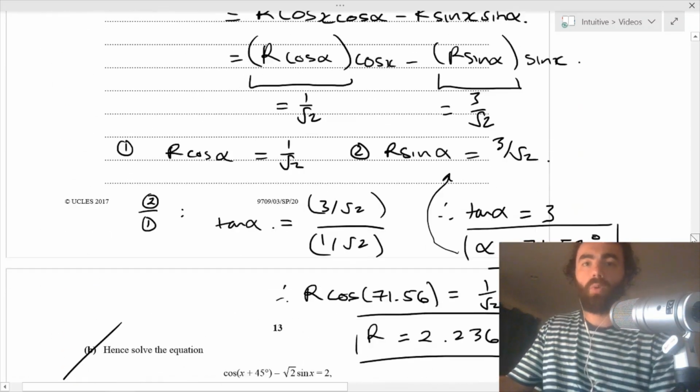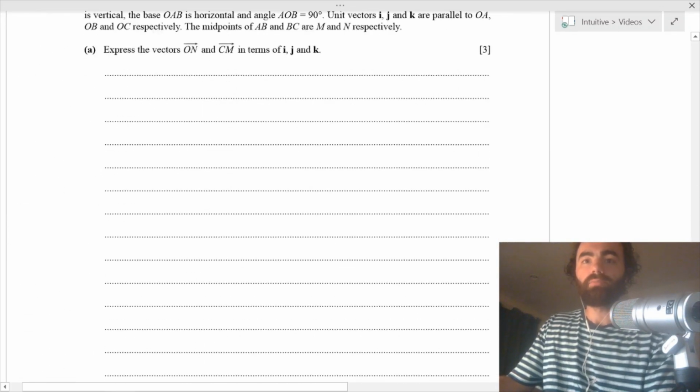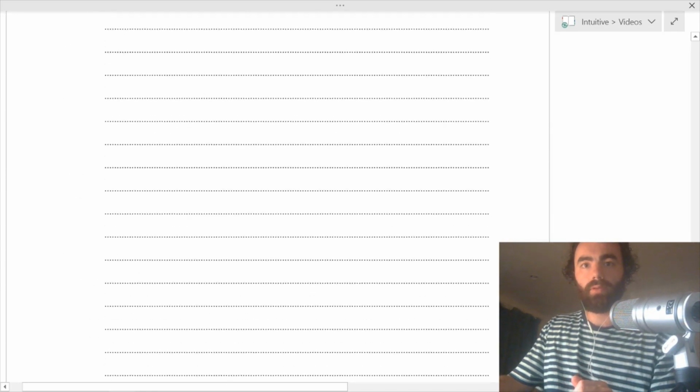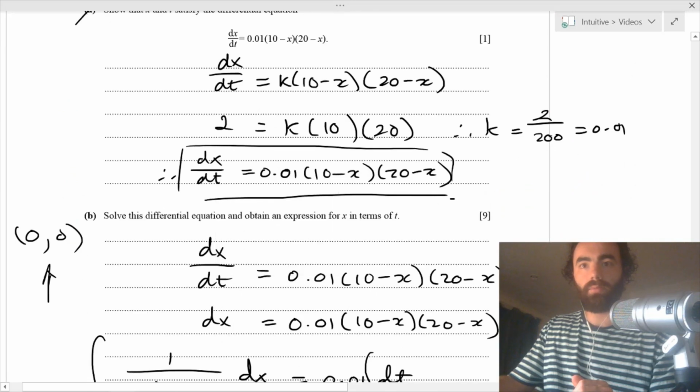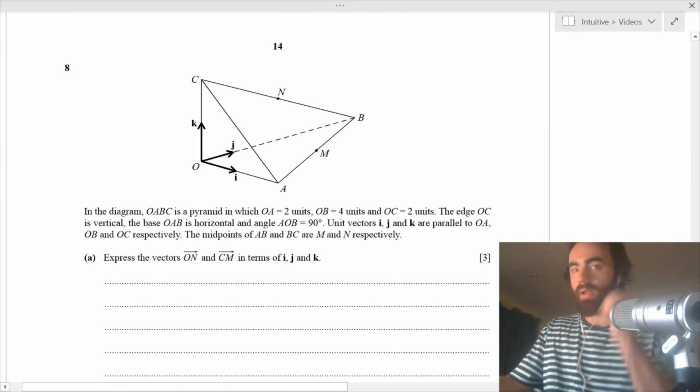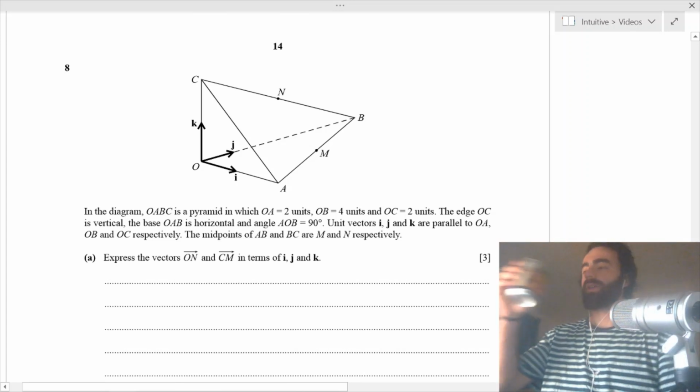Let's keep going, let's keep running. And we've got this one, and how many more? And that one, and we've already done that last one. So we've got 2 more. Got a vector one, and then looks like an integration one.